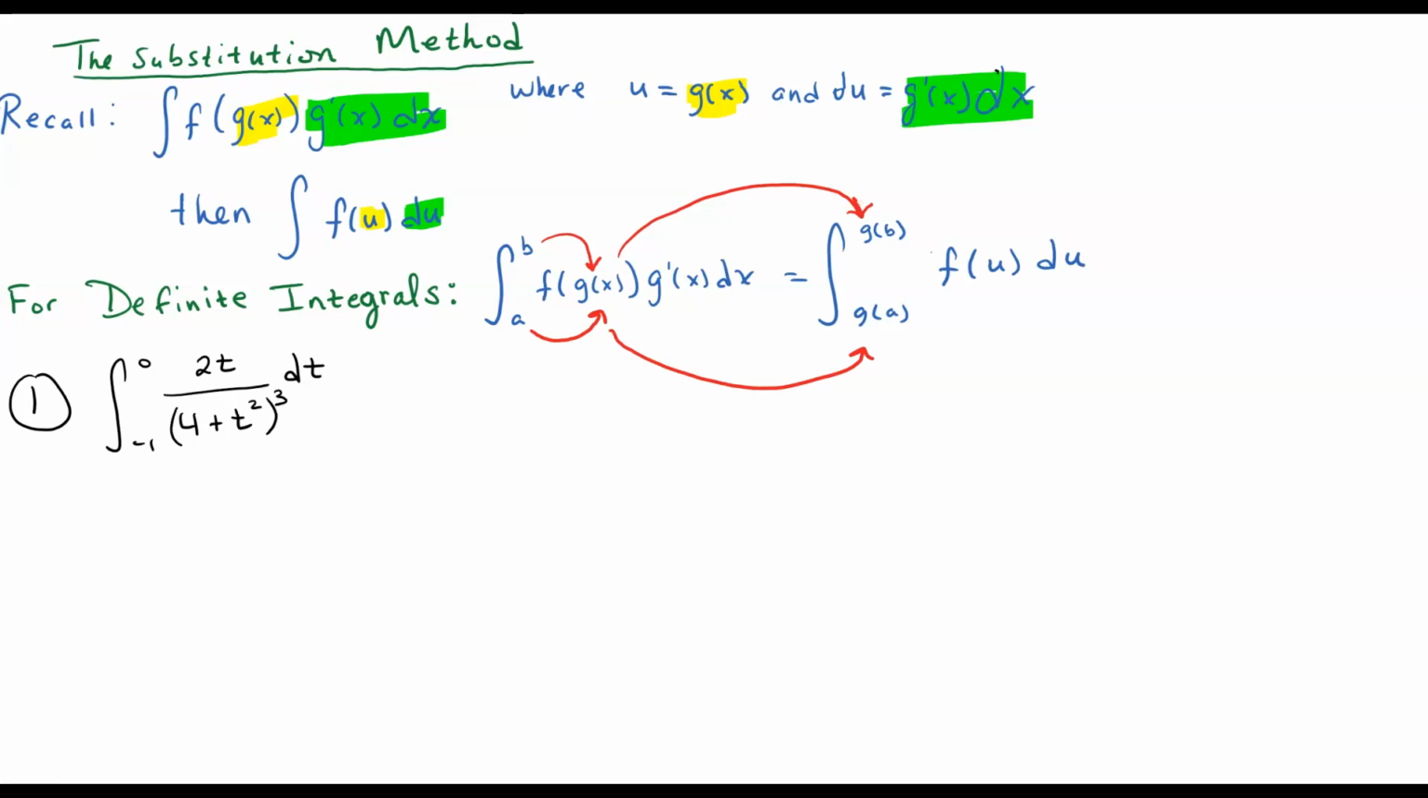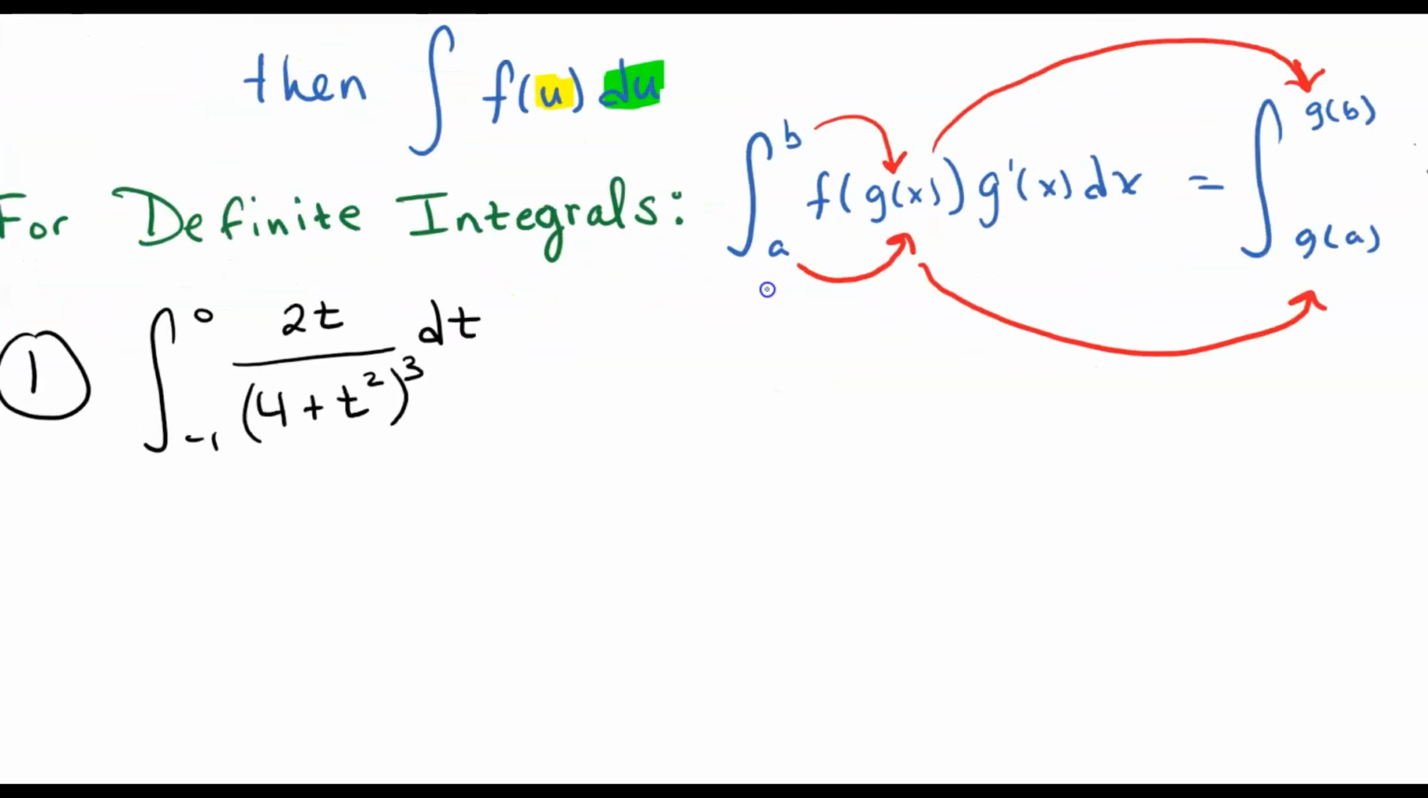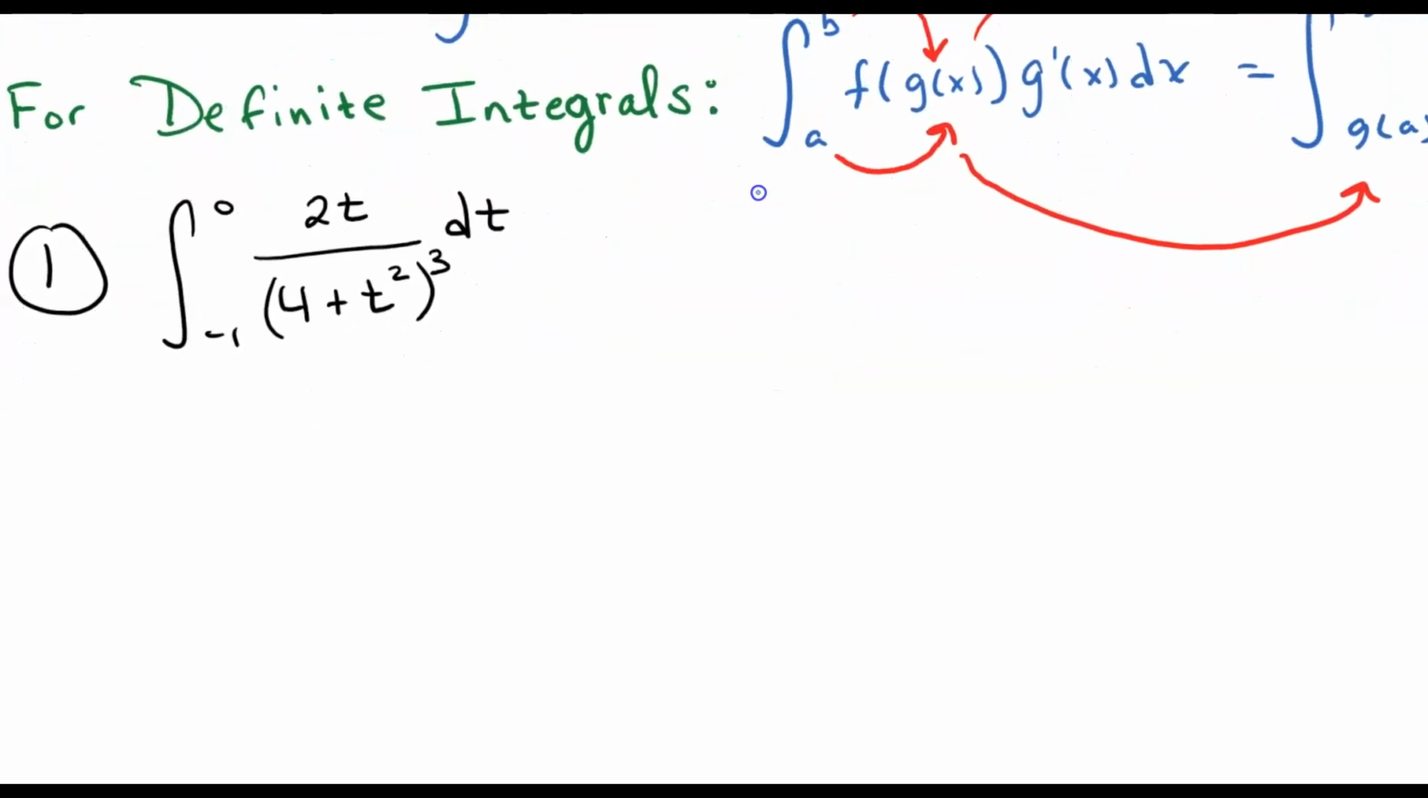So what we're going to do here is some substitution by picking good values of u, finding du, making the substitutions, and changing the limits of integration. We're going to integrate and make this as simple as we can. So let's take a look at this first problem, number 1.